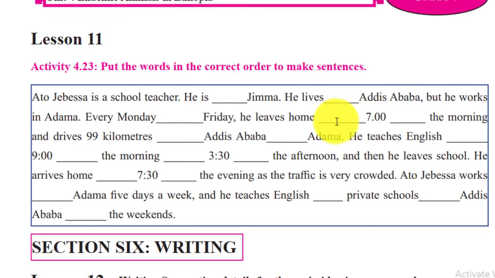ስለዚህ preceding ለማሳየት ነው። He lives home blank 7 ይላል። it exact time ነው የሚያሳየው at 7 ትላላችሁ። In the morning እነዚህ in the morning, in the afternoon, in the evening የሚሉ ፍሬዞች ታይም ፍሬዞች ከመጡ ኢንን ያስከትላሉ። and drives 99 kilometers in Addis Ababa to Adama አሁንም እቺ preceding ታሳያለች to ነች። he teaches English at 9 in the morning, at 3:30 in the afternoon, and then he leaves the school. He arrives home at 7:30 in the evening. The traffic is very crowded.